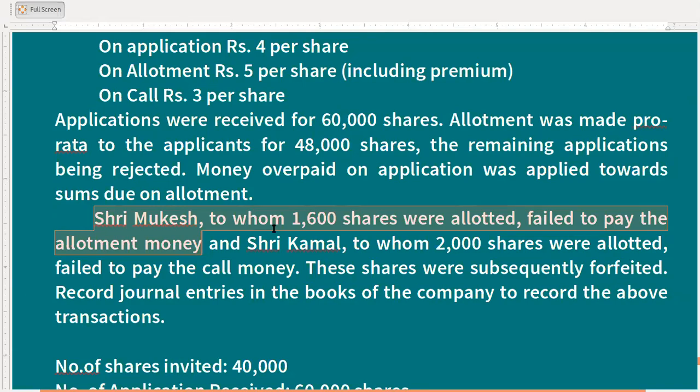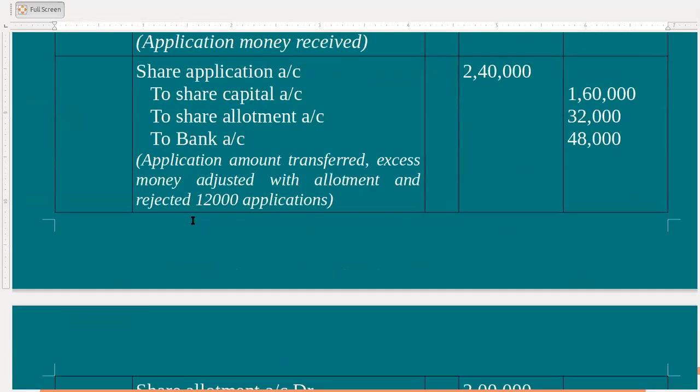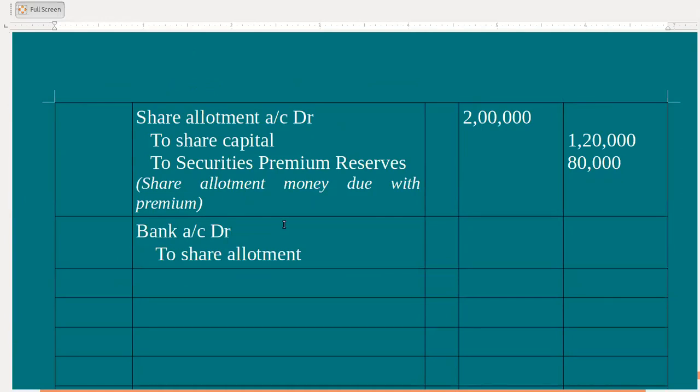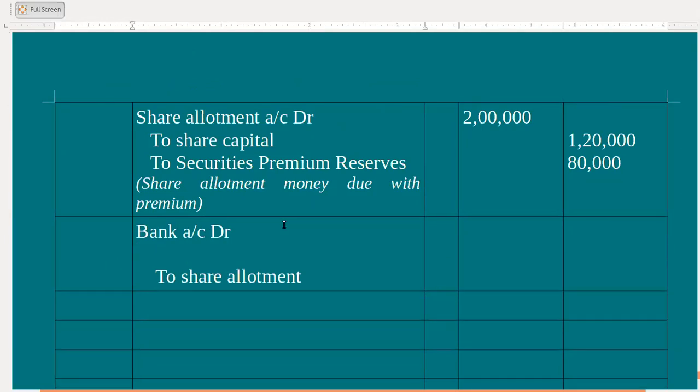In this question, 1,000 shares were allotted. That means that person, Sri Mukesh, applied for more than 1,600, because here we made pro rata allotment. I will explain that here. So there is an adjustment. That means he is not paying the allotment money for 1,600 shares, right? So we have to make calls in arrears account here. Am I right, Shana? Yes.